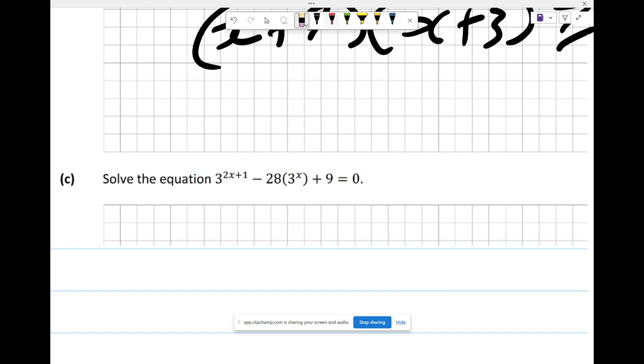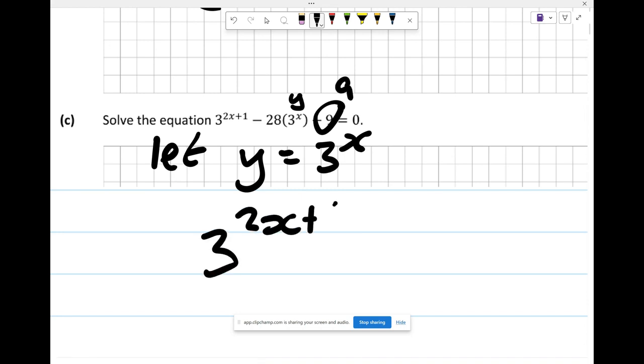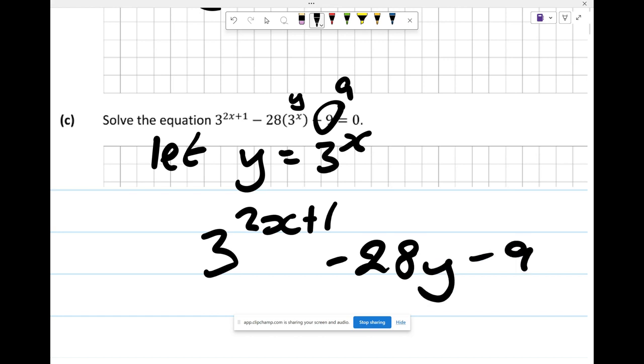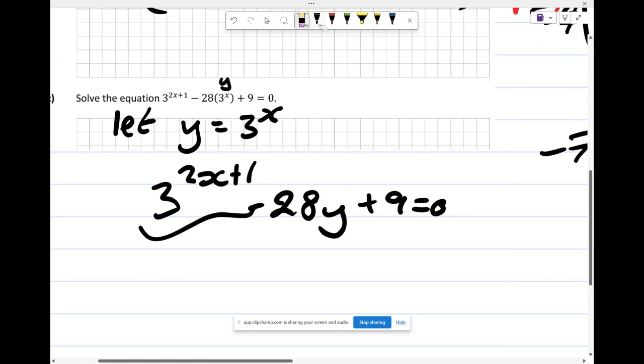Okay, so what we're going to say is, let x, or y, let's use y because we already have an x. So let's say y is equal to 3 to the power of x. Okay, so now this is going to turn into a y. This is going to be our constant. So we're going to have 3 to the power of 2x plus 1, minus 28y, plus 9 equal to 0. And okay, now our next job is worrying about turning this into some kind of y squared.